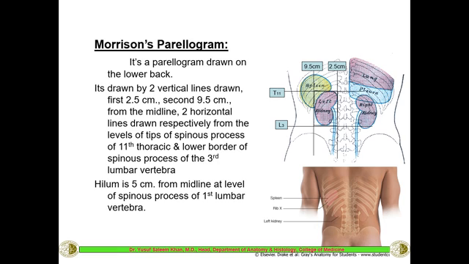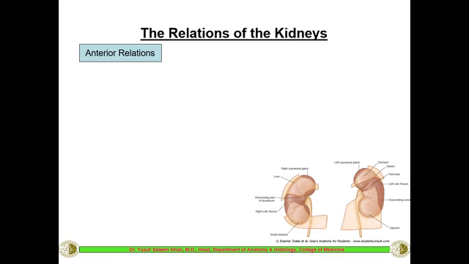This Morrison's parallelogram is very important for tracing, because as we have studied, the kidneys are in the posterior abdominal wall, and this is a much easier way to trace the kidney from the posterior abdominal wall. If you want to identify the kidney from behind, and if you want to operate or expose the kidney, you should first draw this Morrison's parallelogram, and from there you can continue forwards.